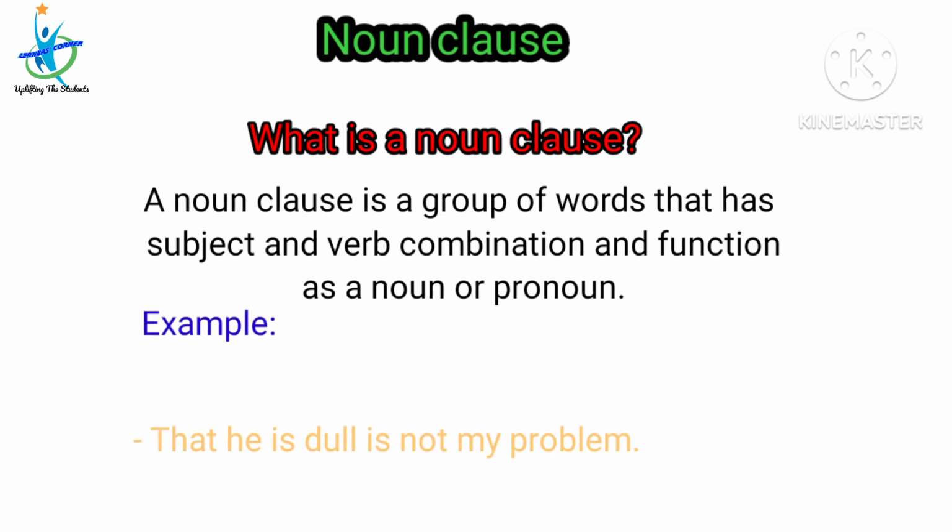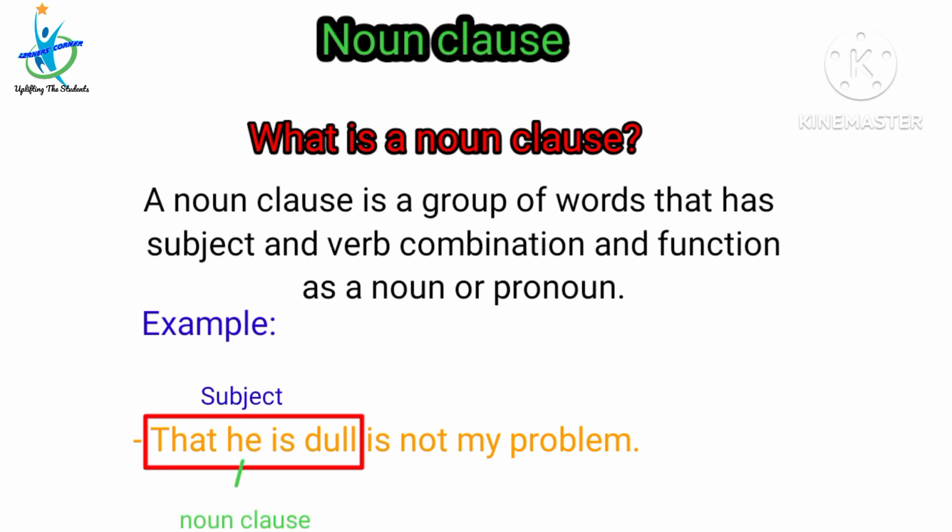Example: That he is dull is not my problem. That he is dull is the subject, that is, this is the noun clause. Is is the verb. So, that he is dull, this is the noun clause as I mentioned earlier, because it contains the subject, which is he, and is the verb. Therefore, it is a clause, and this clause serves as a subject, and is is the main verb, the actual verb.